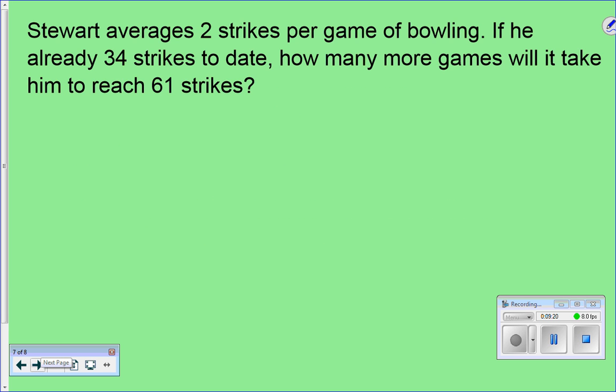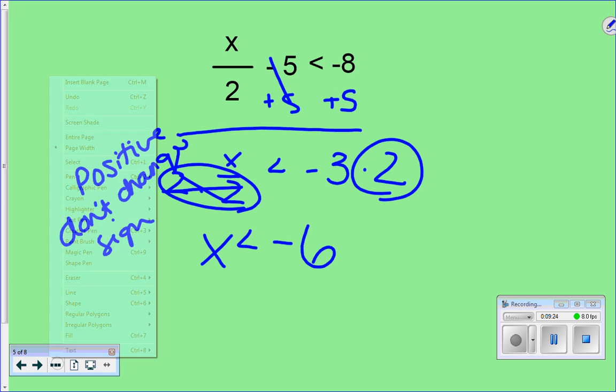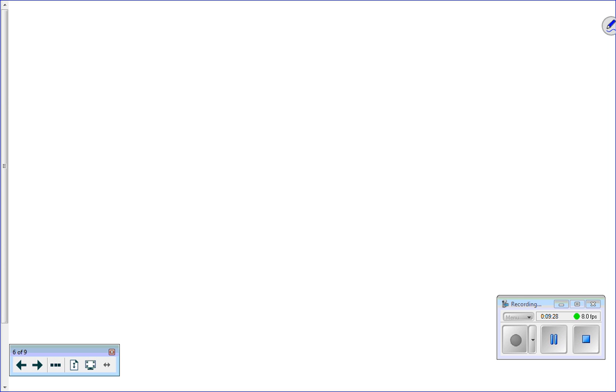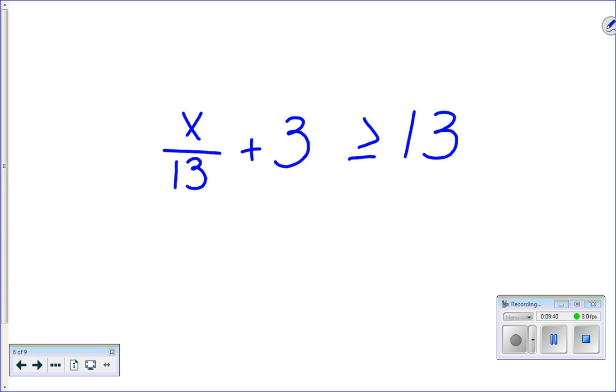I'm going to make another one. Let's do this one. X divided by 13 plus 3 is greater than or equal to 13. Oh no, was it 13? I think it should have been 4, but that's okay. It doesn't matter. That's just going to be a big number, that's all. But you should be able to do it in your head.